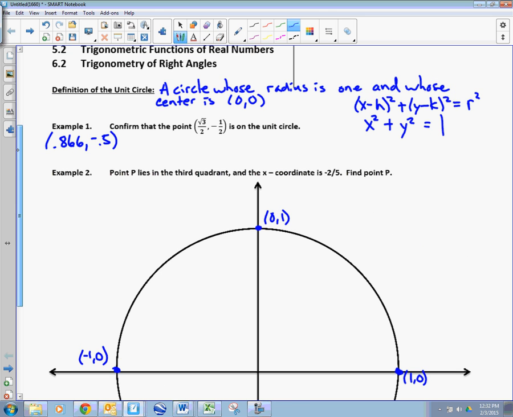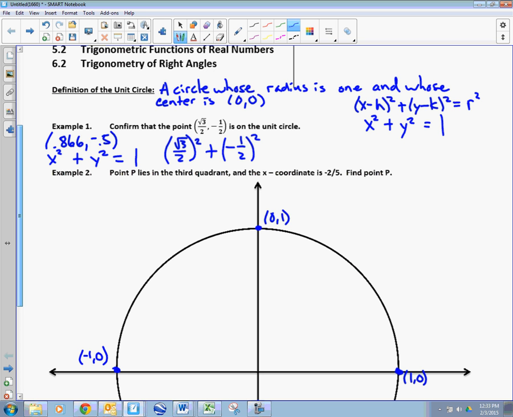So I'm going to confirm by making sure that it works within the circle. Namely, if I check x squared plus y squared, I should get what? 1. If it's on the unit circle, then it should satisfy that equation. So let's take the square root of 3 over 2 and square it and add it to negative 1 over 2 squared. What is the square root of 3 over 2 squared?